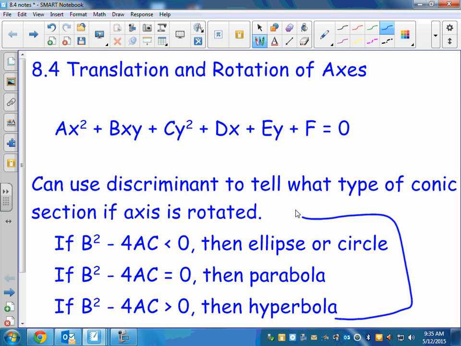So you can definitely bet on your test, I'm going to give you some questions without a graphing calculator and ask you to tell me what kind of conic section it is. And you can't just complete the square to solve it, because if there's a b term, you can't separate that, right? You can't complete the square if there's an x and a y there with it. And so that's why you have to know these rules.